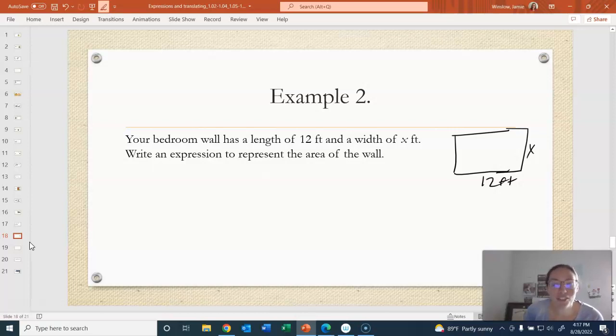Well, you do have a formula sheet in this class. We'll talk about that soon. But you probably remember the area of a rectangle is length times width, right? So we would just say 12 times x. That's it. That was easy peasy.